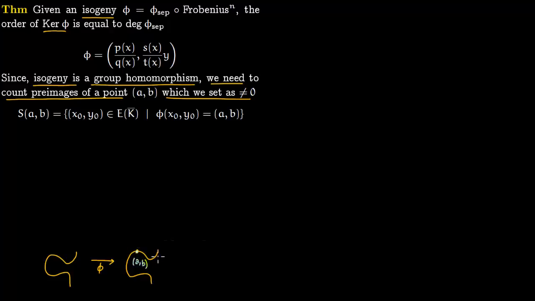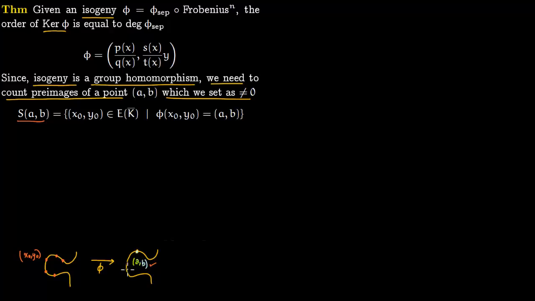So we find the inverse image of this point here. So our isogeny is taking this elliptic curve to this elliptic curve, and we find all the points which get mapped to (A, B). So all these points, say one of these points you denote by (x0, y0). So all these points which are in the pre-image of (A, B), you count them. So you denote all these points here as S_AB, that is all (x0, y0) lying on this elliptic curve. You apply phi to it, they give you this point (A, B).